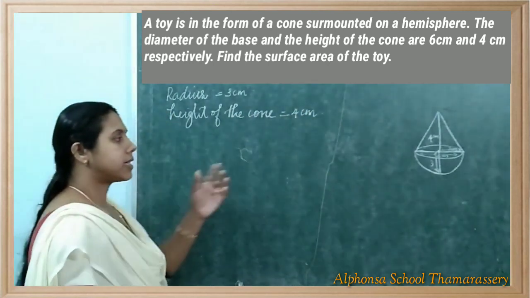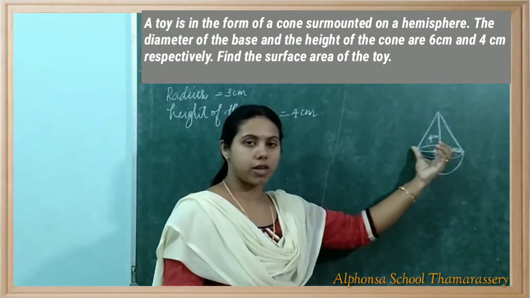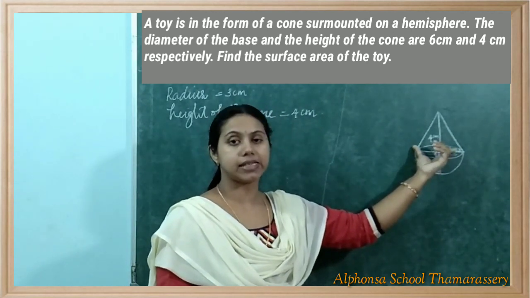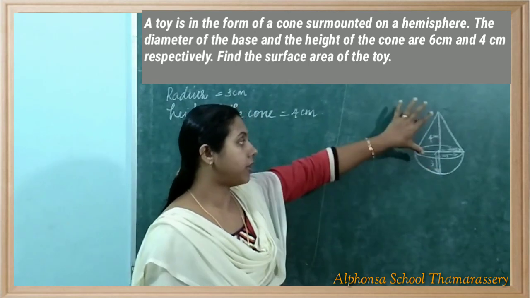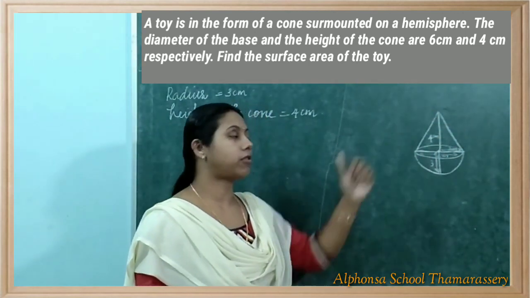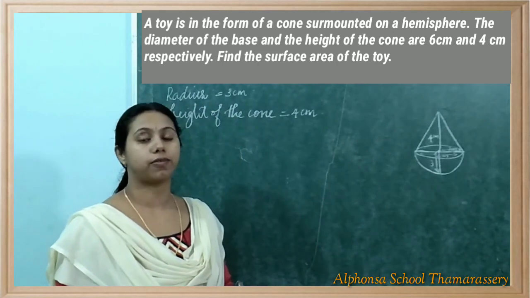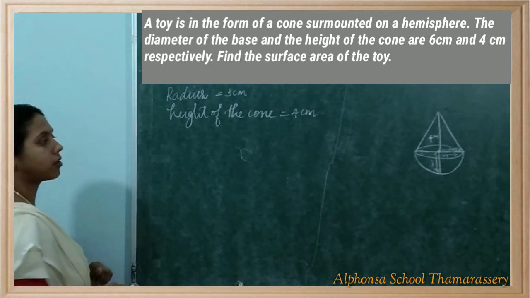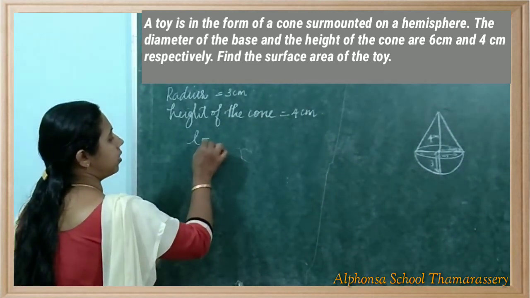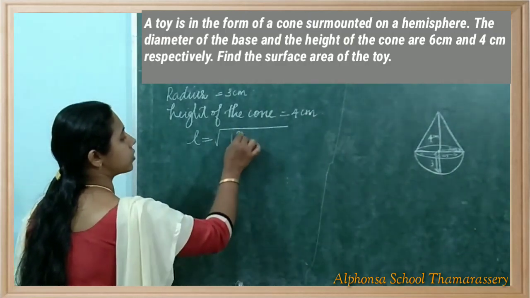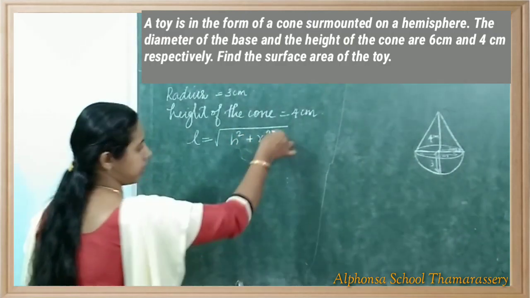We know that the curved surface area of a cone is equal to pi r L, where L is the slant height. Here we know the height and radius. Then we want to find the slant height of the cone. So what is the slant height of the cone? We know that slant height is equal to the square root of h square plus r square.